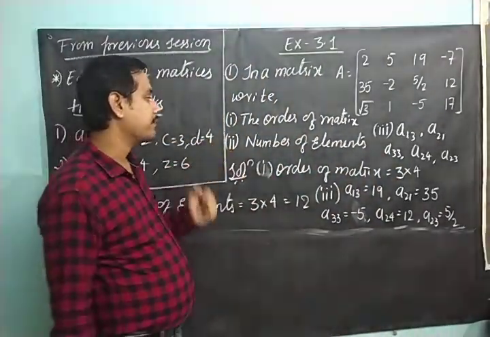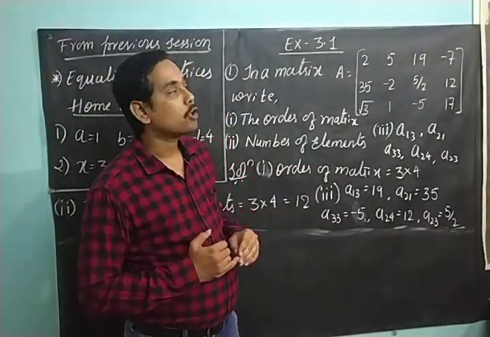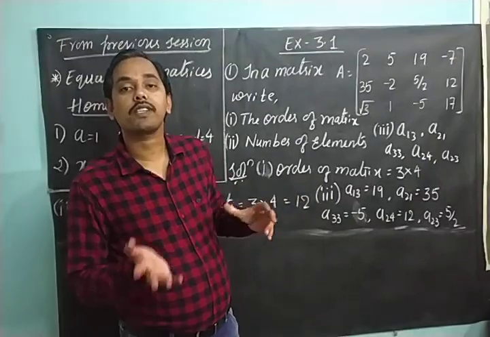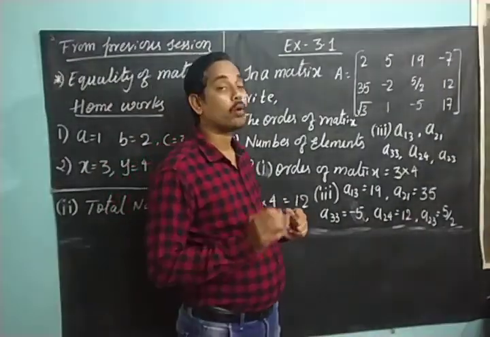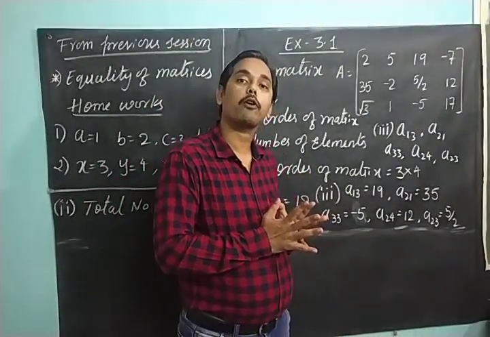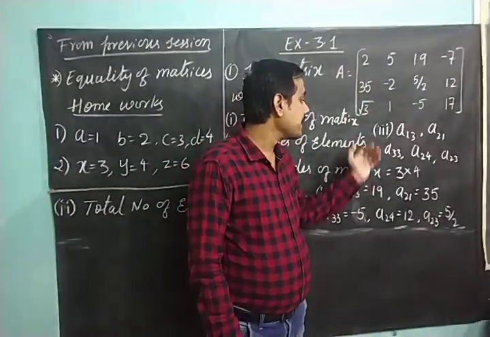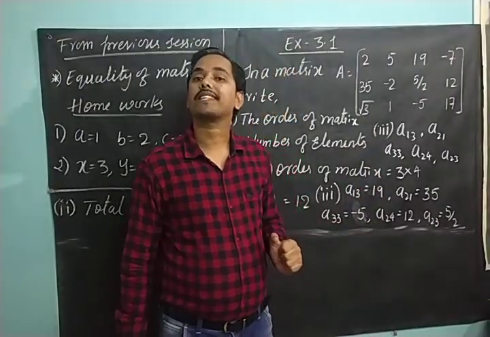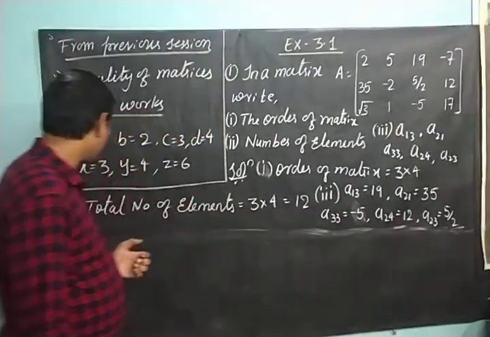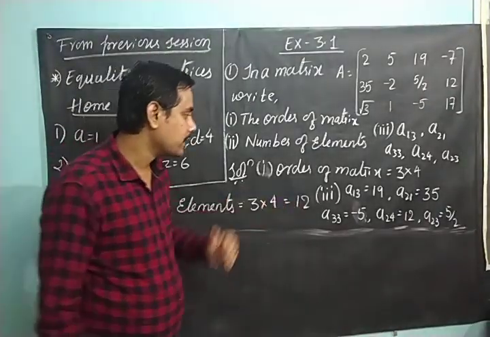Now coming to the second part, the number of elements. How do we find the number of elements? The total number of elements present in the matrix is the product of the number of rows and the number of columns. There are 3 rows and 4 columns, so the product is 3 into 4, equal to 12.